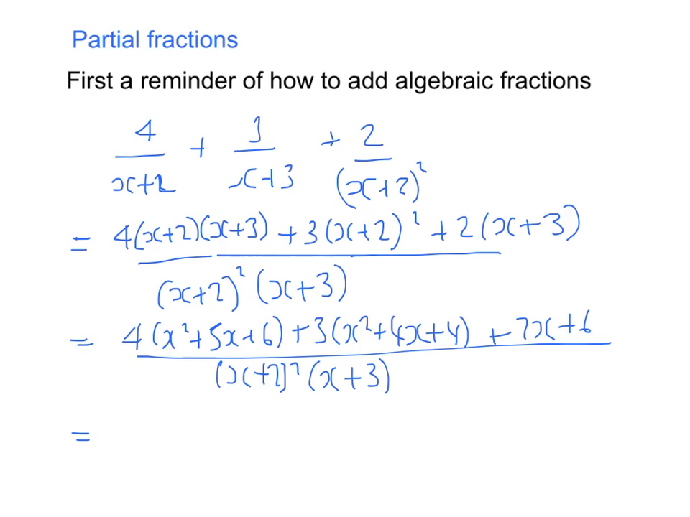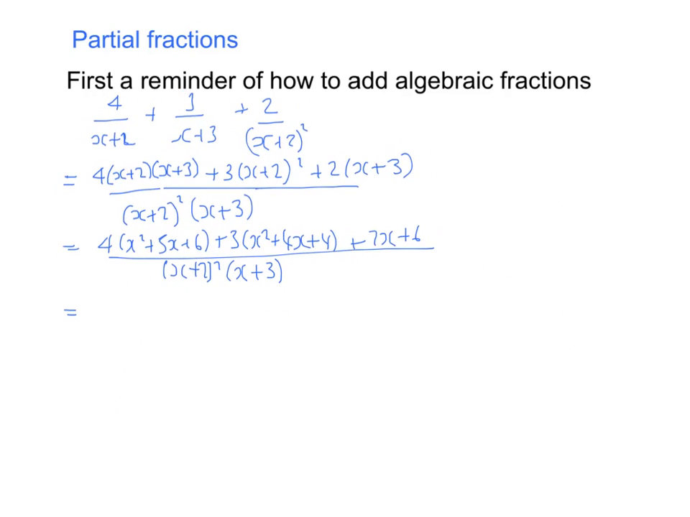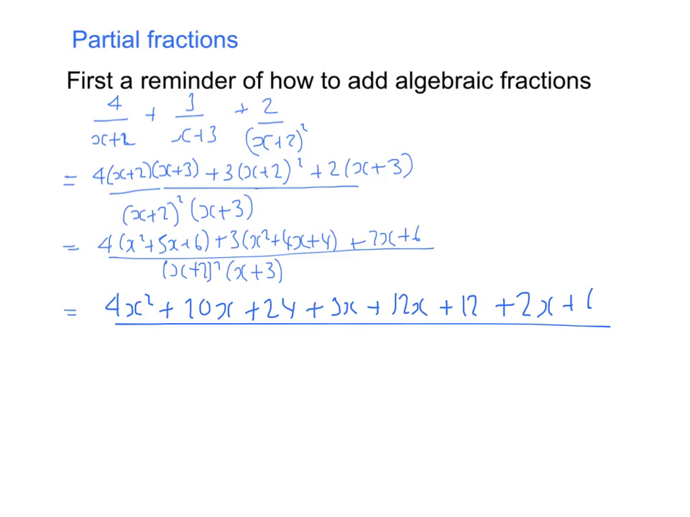Okay, so we need to combine those terms. Actually, let's just make that a little bit smaller, so we've got a bit more space. So we've got 4x squared plus 20x plus 24, plus 3x squared plus 12x plus 12, plus 2x plus 6, all over x plus 2 squared, x plus 3. It's important to always write your denominator because otherwise you've got incorrect algebra, which you could be penalised for.